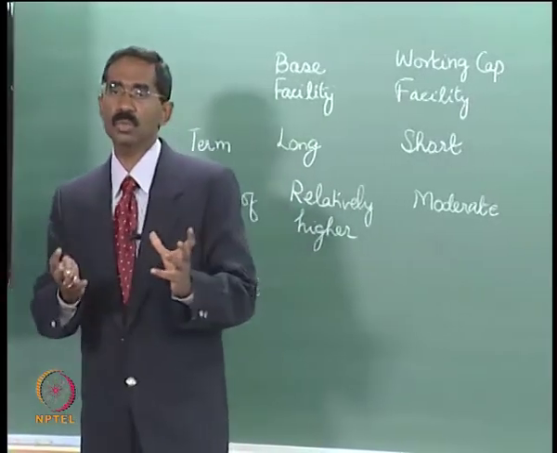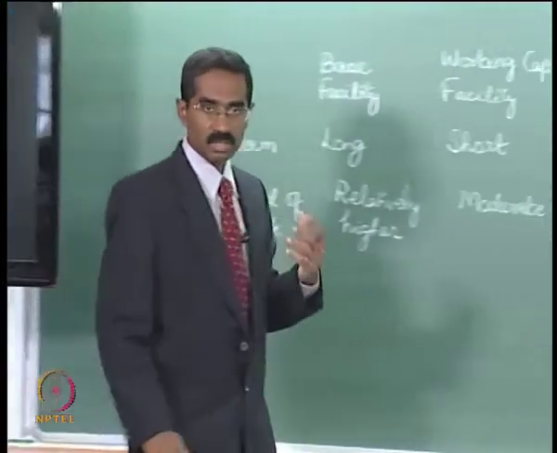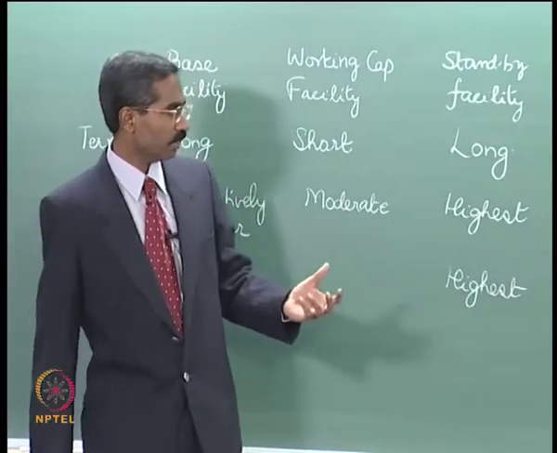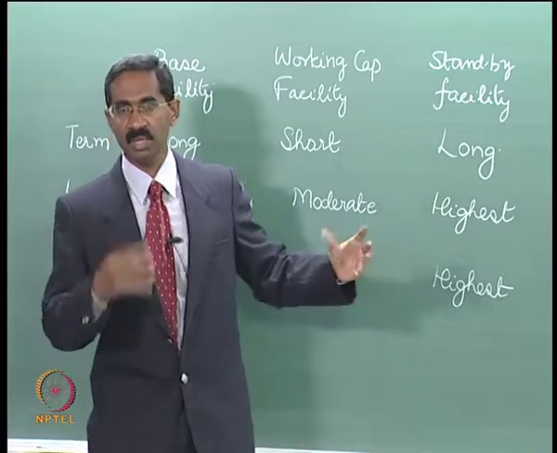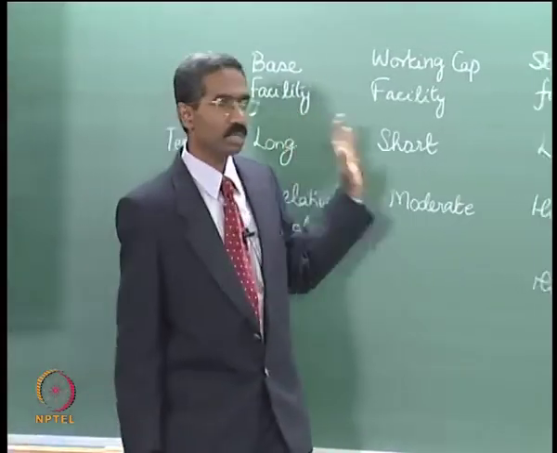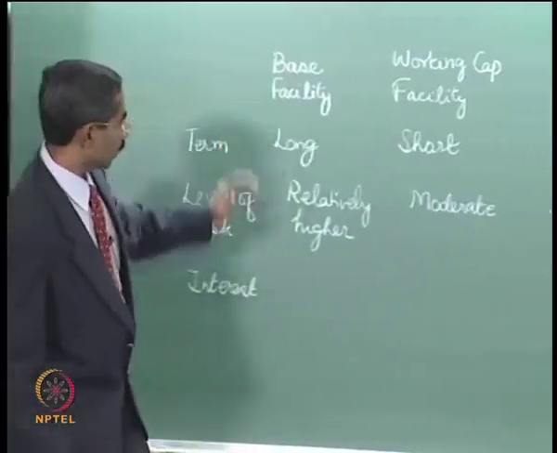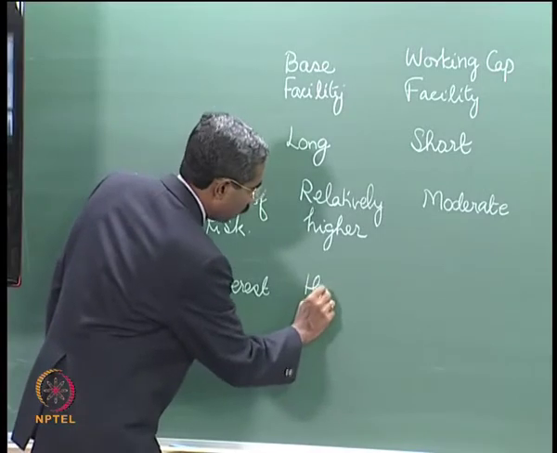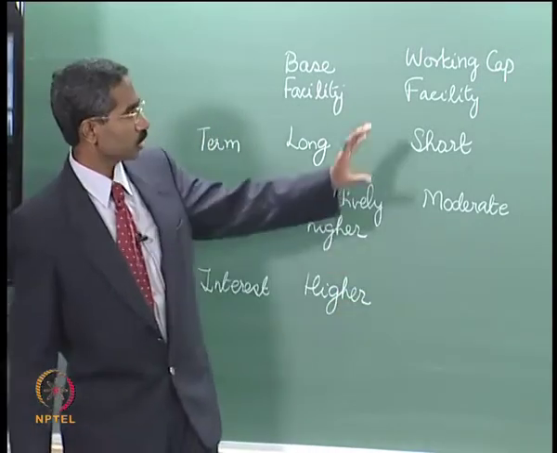Now between these two long term loans, which one will have a higher interest rate? The one which actually has the highest risk exposure will have a higher interest rate. So the standby credit facility will probably have the highest risk exposure as compared to the base facility. So the interest rate between these two long term loans will be higher for the standby facility. The base facility interest rate will be higher as compared to a short term loan.